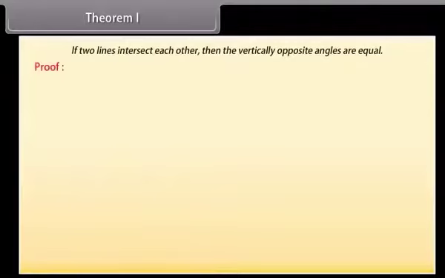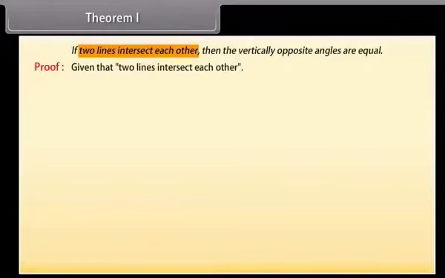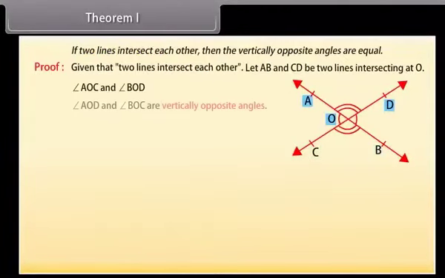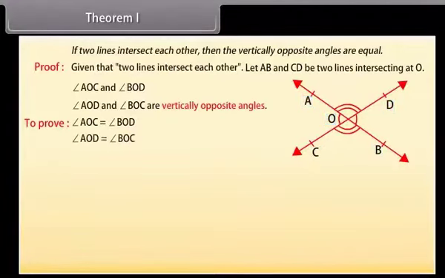Let's prove this theorem. In this statement, it is given that two lines intersect each other. So, let AB and CD be two lines intersecting at O. They lead to two pairs of vertically opposite angles, namely angle AOC and angle BOD, angle AOD and angle BOC. We need to prove that angle AOC is equal to angle BOD and angle AOD is equal to angle BOC.